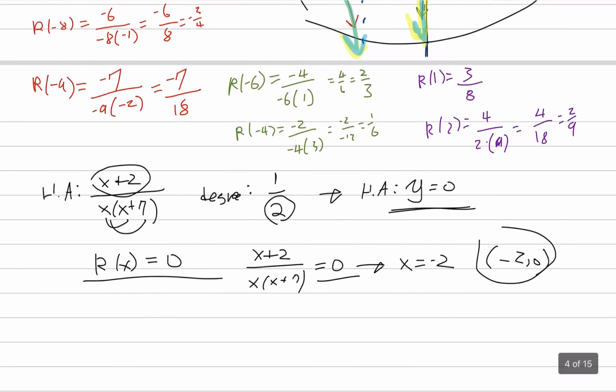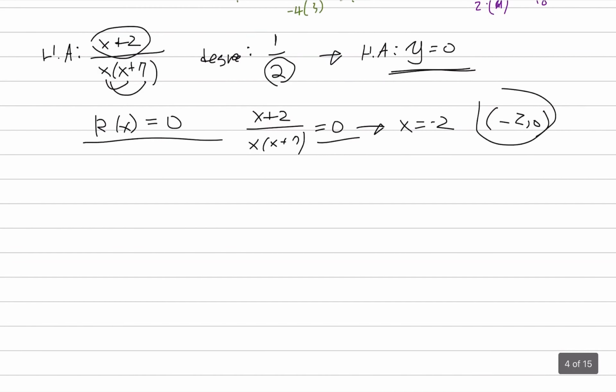Okay, so this is problem 7, and these concepts are covered in module 7, rational functions. Okay, so let's look at number 8.